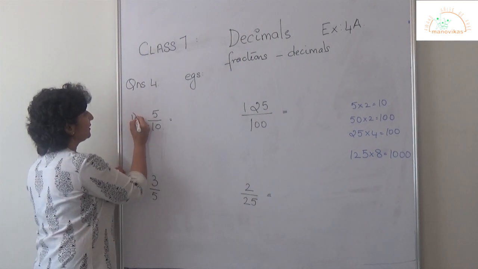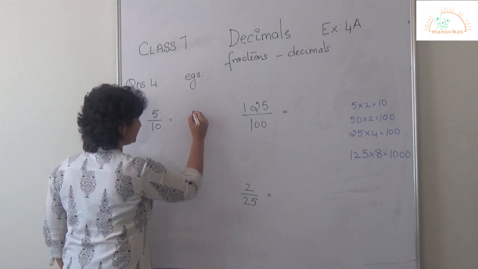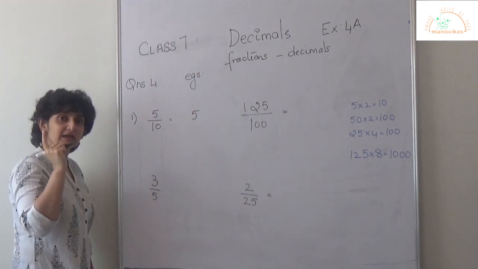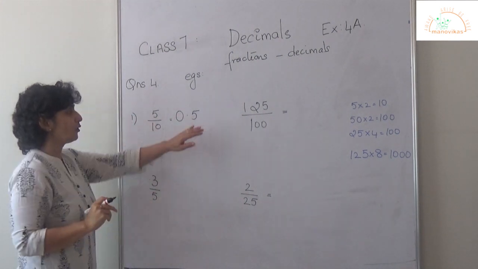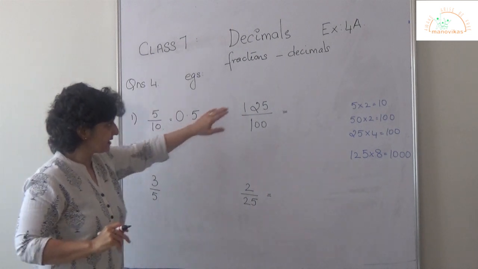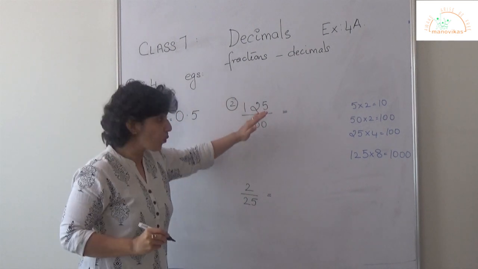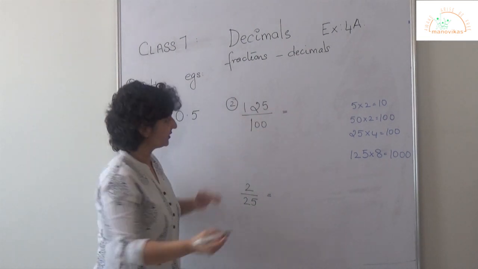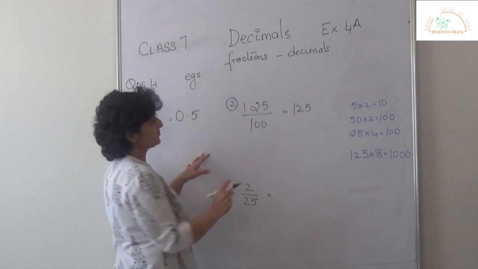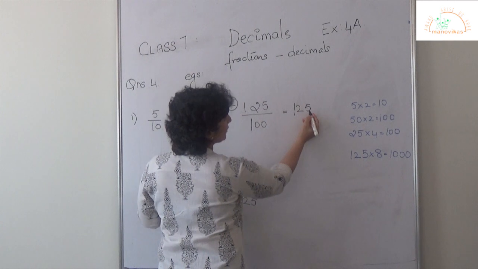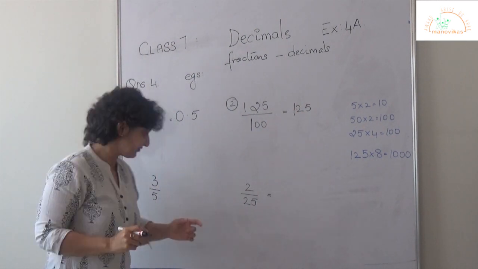For example, the first one, I have 5 upon 10. You can write 5. Count the number of zeros. 1. So my answer is 0.5. Similarly, let's do example 2. I have 125 upon 100. Write 125. Count the number of zeros. 1, 2. 1, 2. So my answer is 1.25.